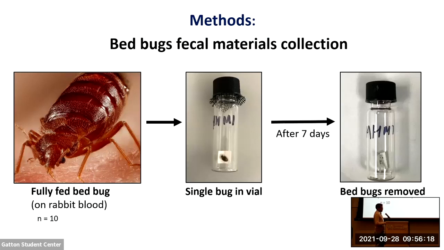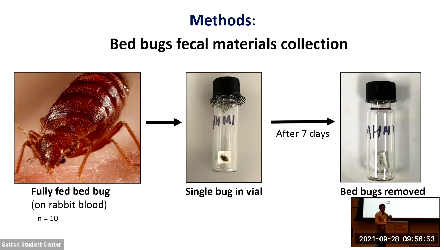First, I fed the bedbugs rabbit blood. We use rabbit blood for the bedbug rearing. Now we use human blood as well. After fully fed, you can see bedbugs can drink the blood. It's like three times their body size, so they can drink a lot. After fully fed, you can see the size of the bedbugs here in the rabbit blood. I put them in this small vial with a filter paper as a harborage. After 7 days, I take out the bedbugs and I only use the filter paper and this vial contaminated with their fecal material to analyze for histamine.